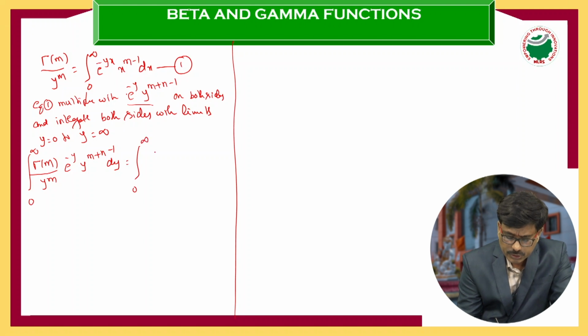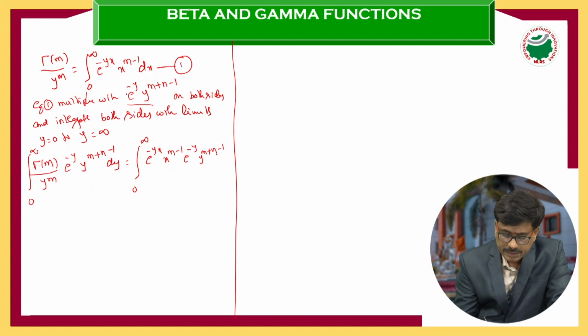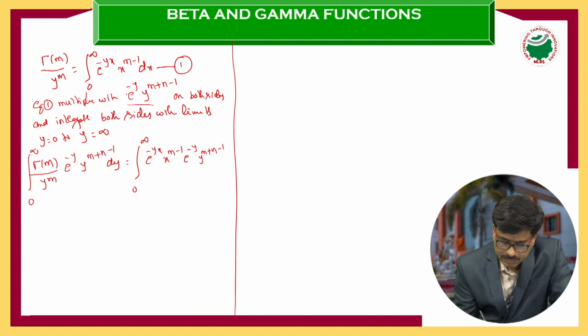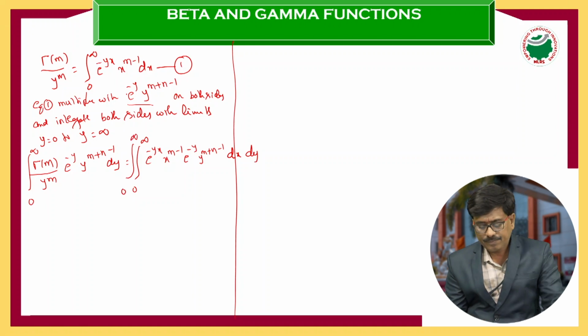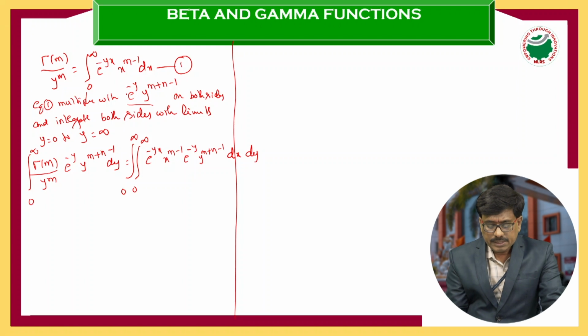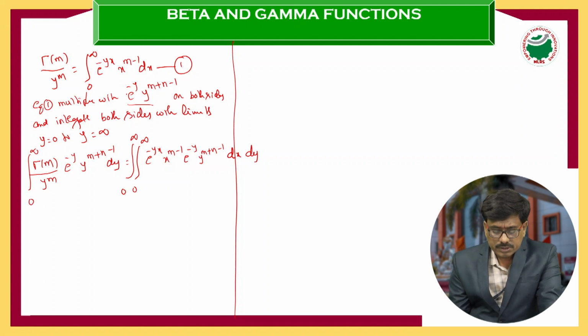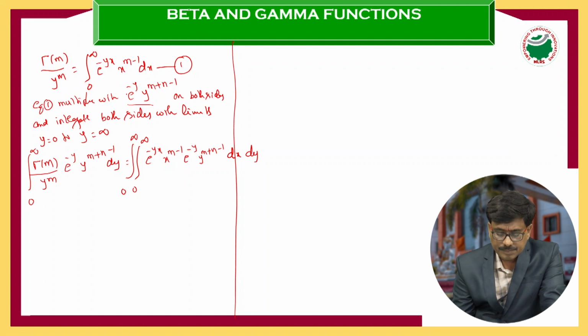similarly, integral 0 to infinity e power minus yx, x power m minus 1. What are the multiplication? E power minus y power m plus n minus 1 multiplied by dx. There is a dx as well as dy. There is one more integral 0 to infinity. Now look at this integral value, e power minus y.